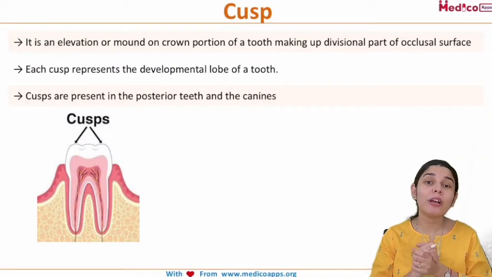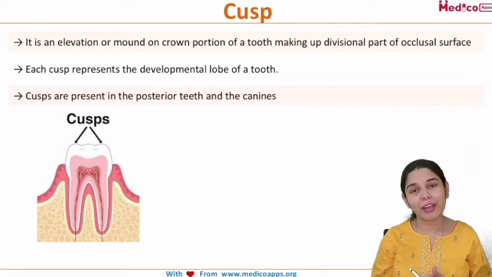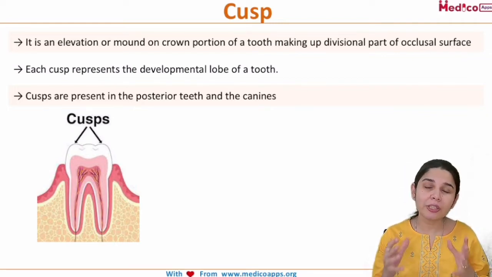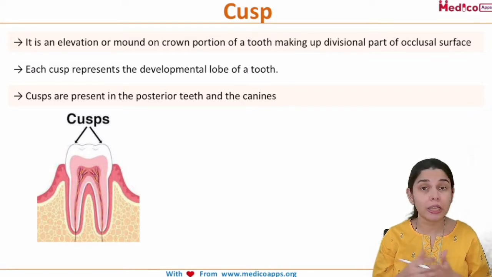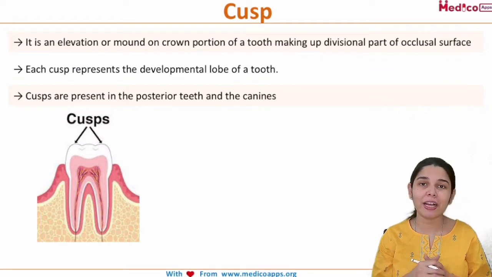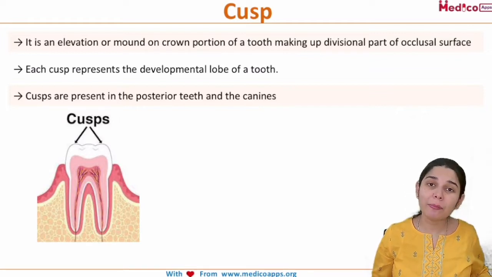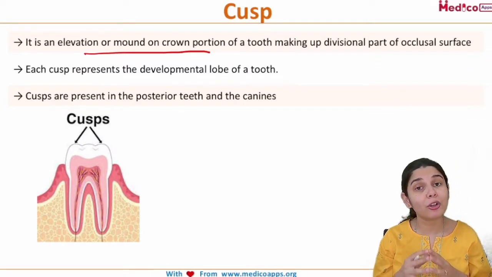So if you are asked by an examiner what exactly is cusp, how will you define it? So basically, cusp is nothing but a protuberance or an elevation which is present in the tooth structure. But formally, if you are asked to define a cusp, you will be defining it as an elevation or mound which is present on the crown.